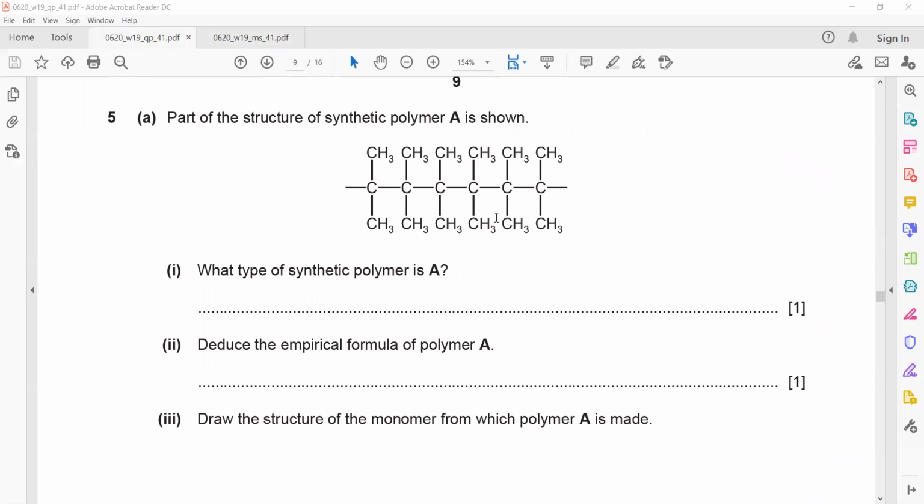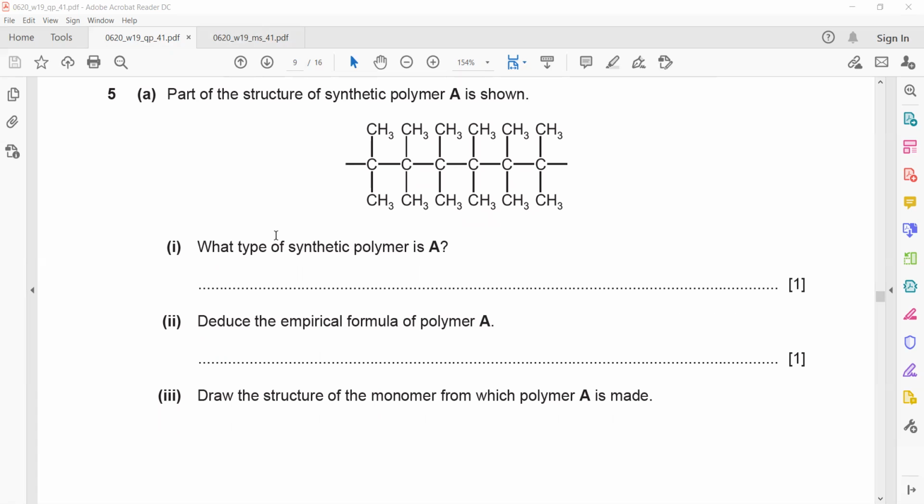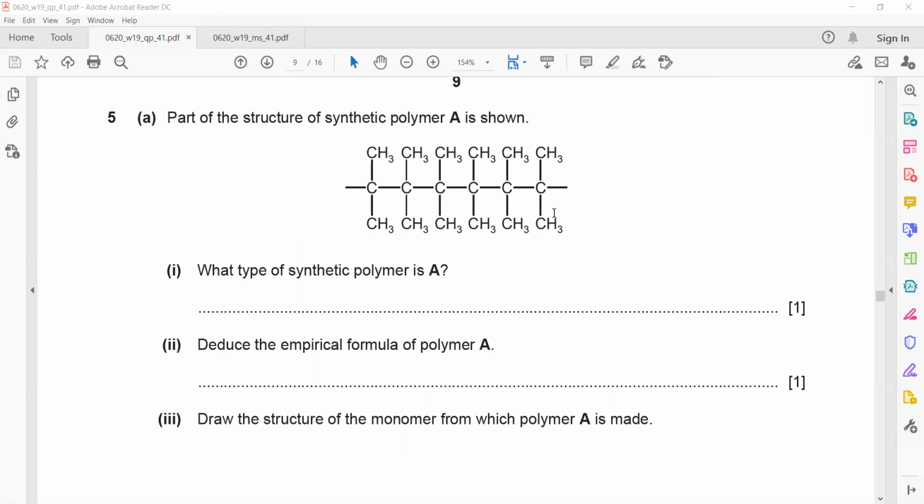In question 5, part A, part of the structure of a synthetic polymer is shown. What type of synthetic polymer is A? There are two types of synthetic polymer: one can be addition polymer or condensation polymer. What kind of polymerization is this? When carbon chains are linked with each other, like one carbon molecule linked with another carbon molecule, that's addition polymerization.